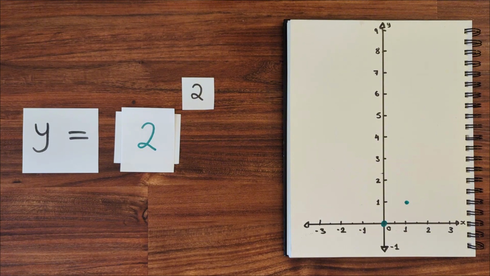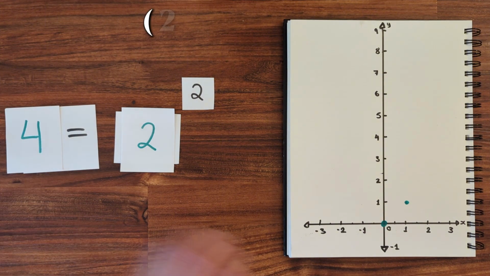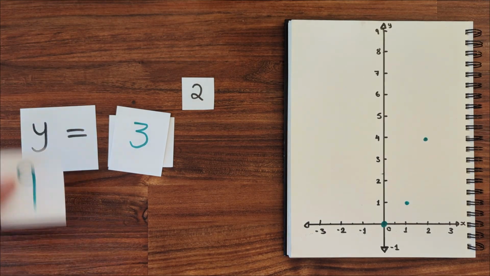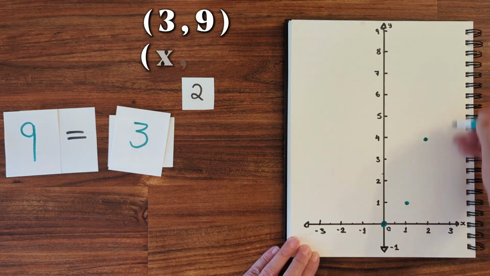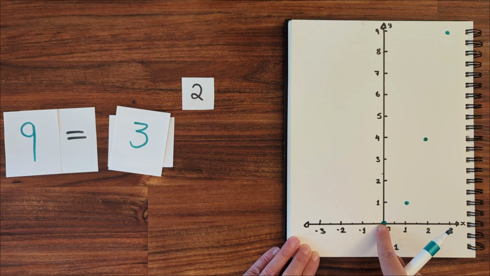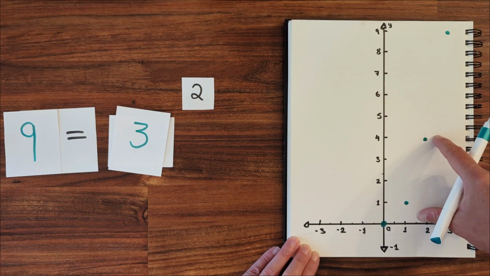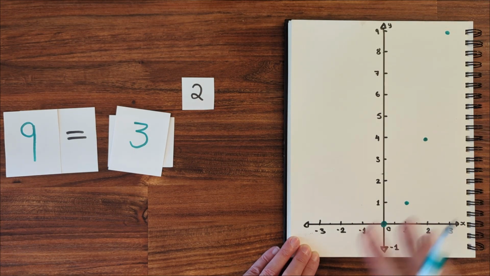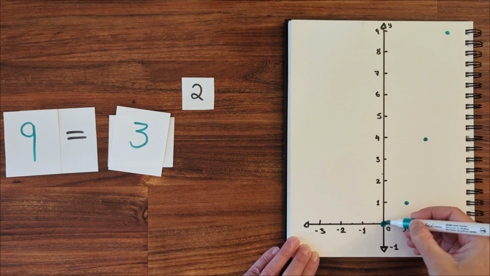2 squared is 4, and 3 squared is 9. As you can see, the points, the dots, are getting further and further away from each other as we move to the right. And this actually creates a really nice curve.